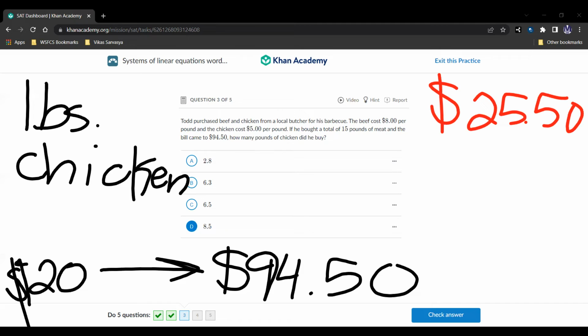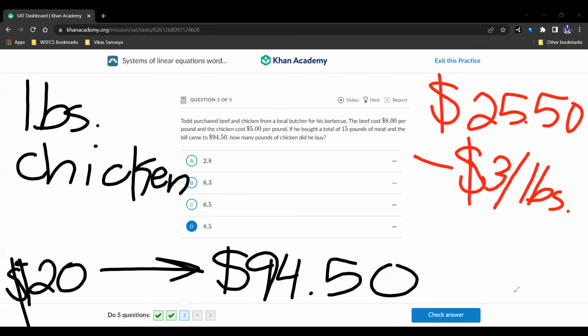Now what? Well, we have our 15 pounds, and we're not going to have more or less than that. We have to keep it at 15 pounds. So if I switch out 1 pound of beef for 1 pound of chicken, then I get rid of $3. But I'm still staying with the same number of pounds, and I'm subtracting $3 per pound. And we're trying to get negative $25.50, right? So we're trying to go down that much.